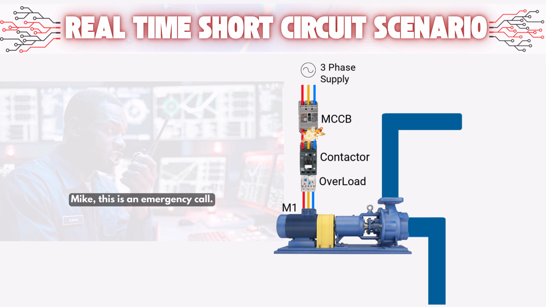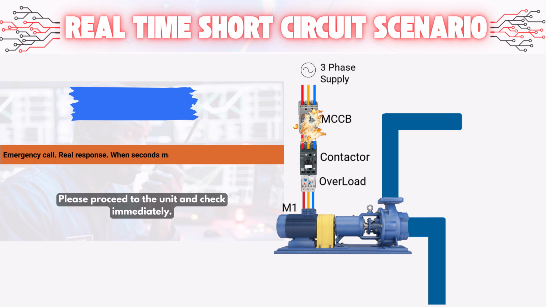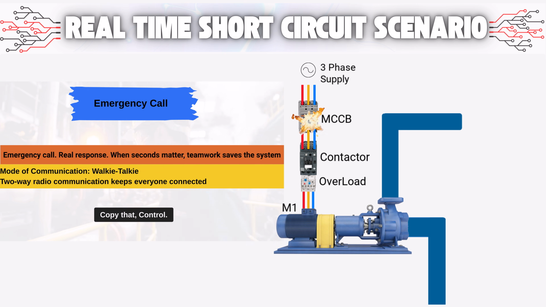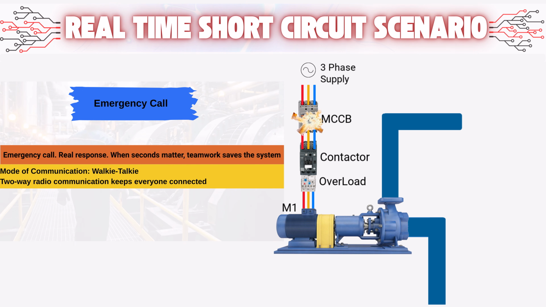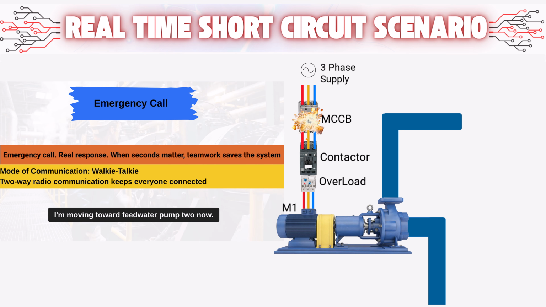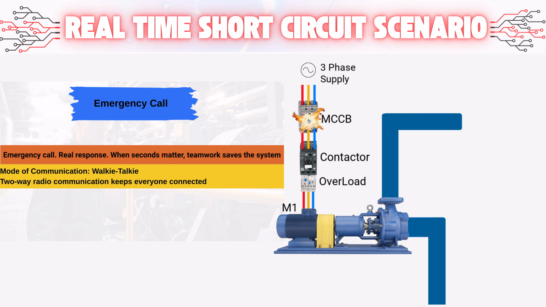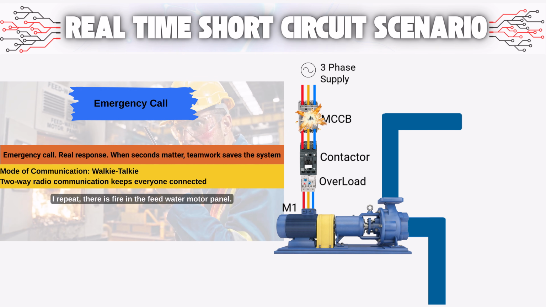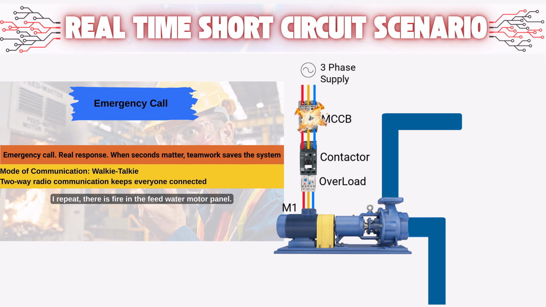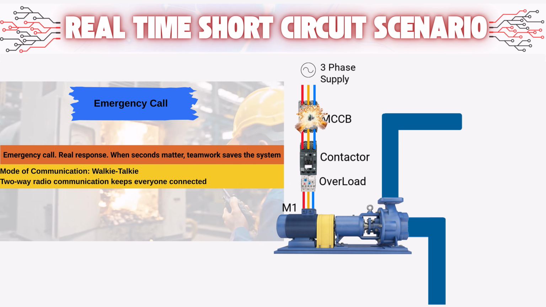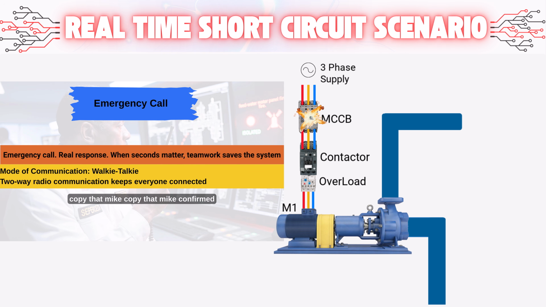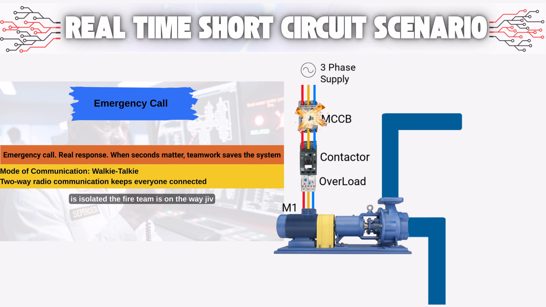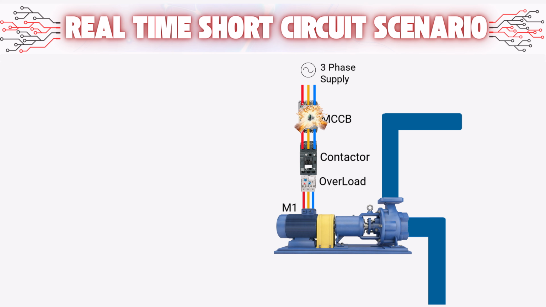Mike, this is an emergency call. Feed water motor 2 has tripped. Please proceed to the unit and check immediately. Repeat, check immediately. Copy that, Control. I'm moving toward feed water pump 2 now. Control room, this is Mike. There's fire inside the panel. I repeat, there is fire in the feed water motor panel. Isolate the power supply to the panel. Copy that, Mike. Confirmed fire at the feed water motor panel. Stay clear of the area. Power is isolated. The fire team is on the way.